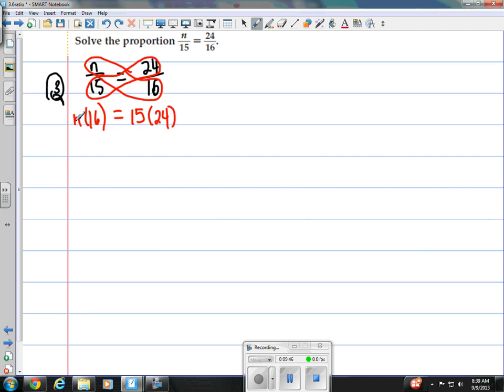Okay. n times 16 is 16n. Remember, the number always goes in front to make it the coefficient. And then 15 times 24 gives us 360. Now, because it's an equation, we just isolate our variable the same way we would in the past. So 16 and n are side by side, meaning they're being multiplied. The opposite is to divide both sides by my coefficient of 16 to isolate my variable n. So my 16's cancel, n is by himself now, which is what I want. And 360 divided by 16 is 22.5.